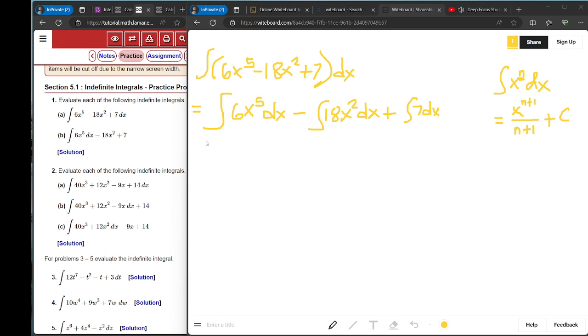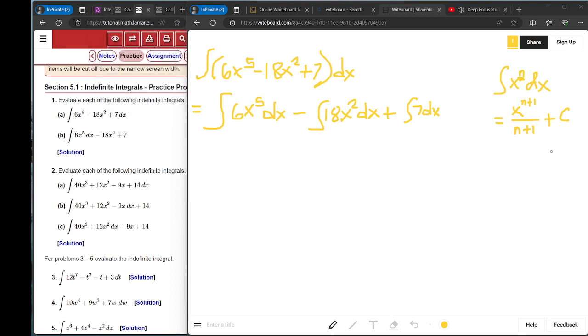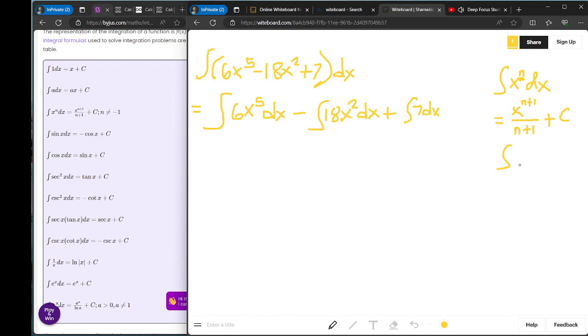So now let's go back to our guide. And again, there is another rule previously that if there is a constant value, we just have to move out the constant. So this will become a times the integral of dx, which results in ax plus c, because the integral of dx is x plus c.